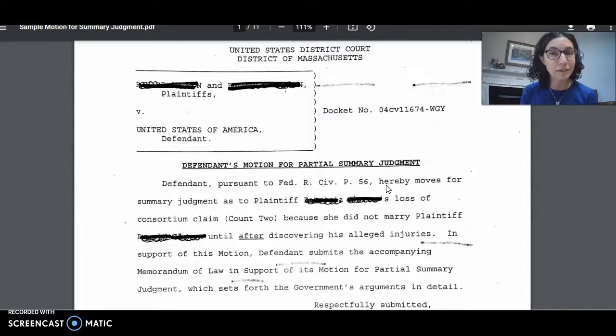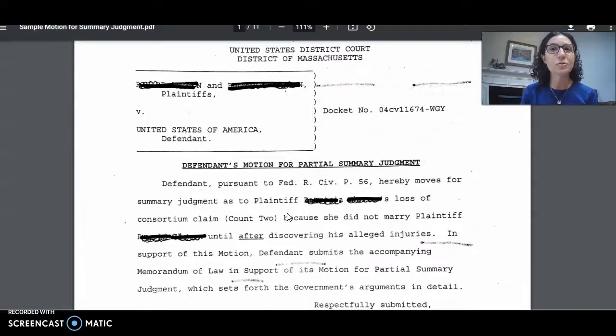And last but importantly, something that I mentioned on the prior video, you will write defendant pursuant to Mass Rule of Civil Procedure 56, not the federal rule, because we are moving in state court, not federal court. But otherwise, your opening paragraph of your motion for summary judgment can look awfully similar to this one.